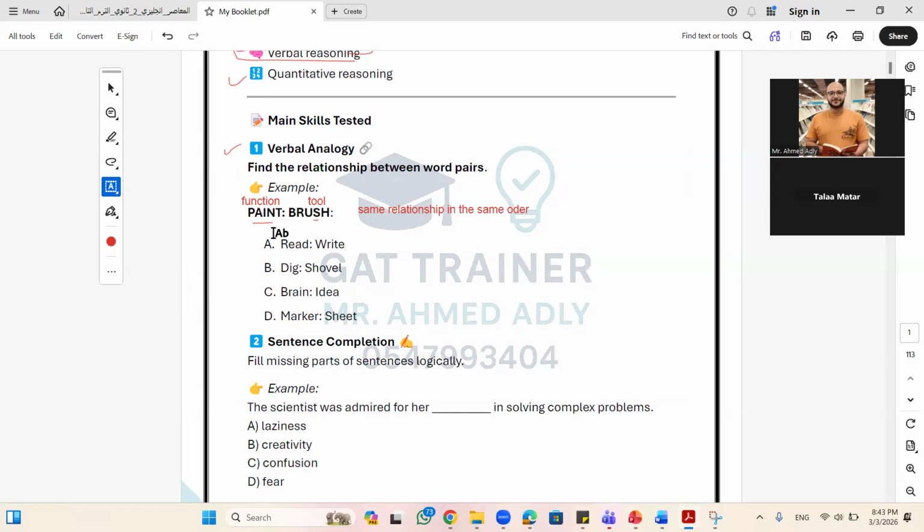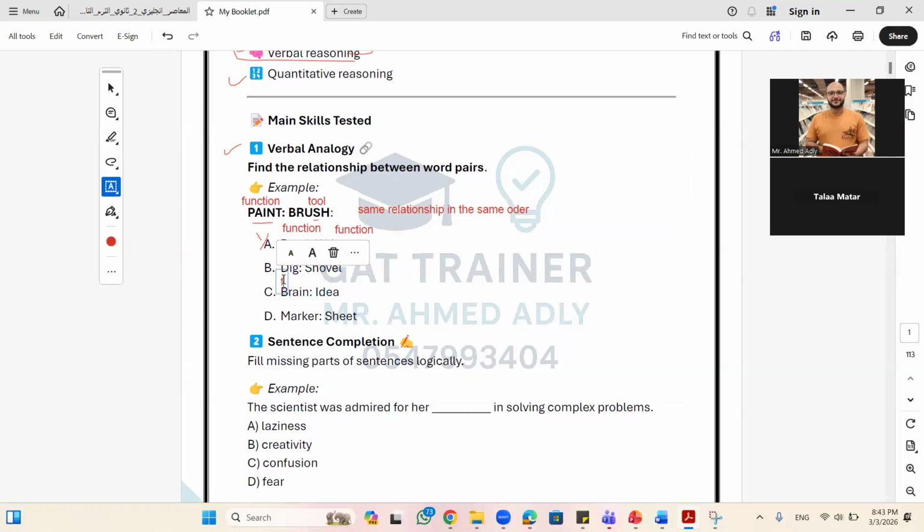Let's look at the first one. Read, this is a function. And write, this is a function. No, so let's eliminate this one here. Dig, right? This is a function. I dig and make a hole, all right? And this is shovel. Shovel is a tool we use to dig.